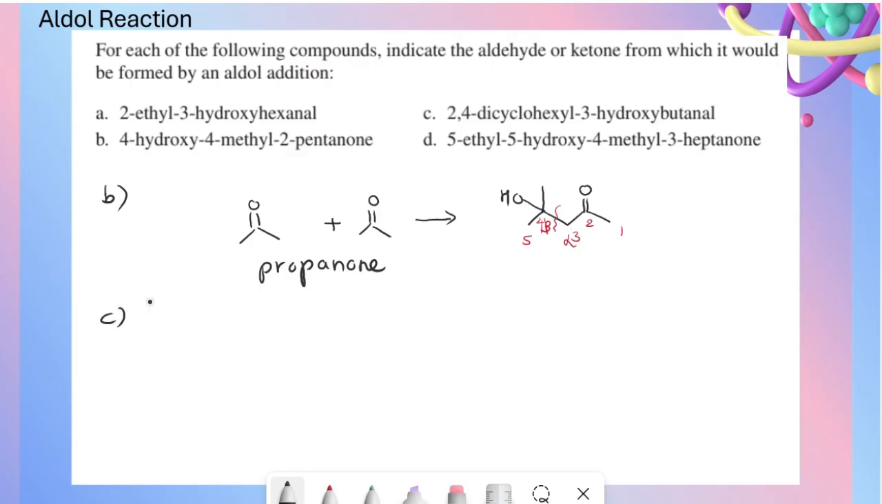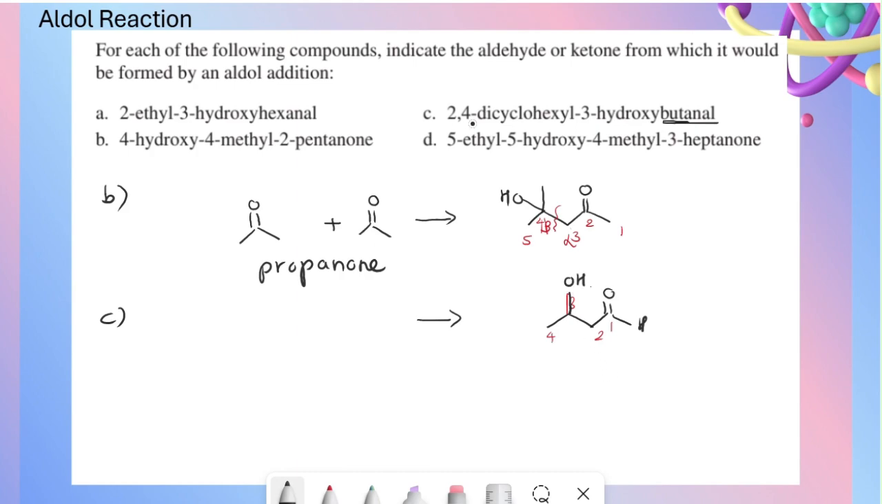So now let's check for the option C. What is it? 2,4-dicyclohexyl-3-hydroxybutanal. So always start from the suffix and the root word butanal. So butanal is like this, right? 4 carbons and an aldehyde. The reactant will be preferably an aldehyde. And now 3-hydroxy. At third position, we are going to write the hydroxy.